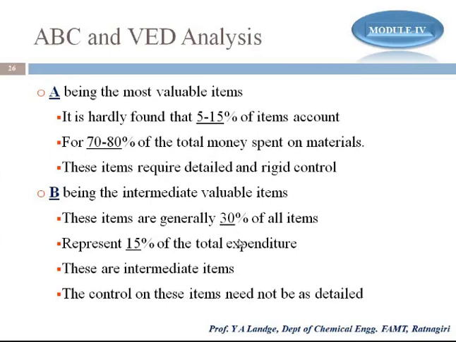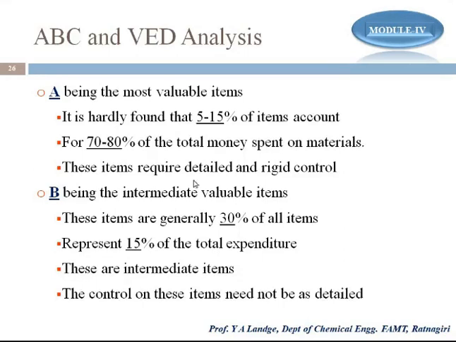It means the number of items is about 30% of the total, and the expenditure is only about 15%. You see, in the first A category, the expenditure is about 80%. But here, it is only up to 15 to 20% of the total expenditure. Okay, these are the intermediate items, and the control on these items does not need to be as detailed.